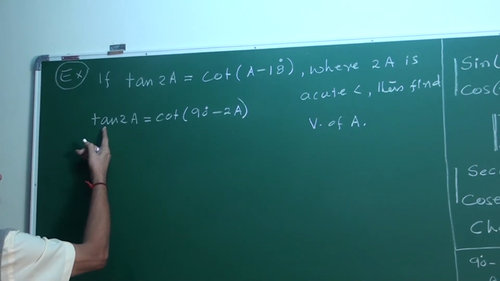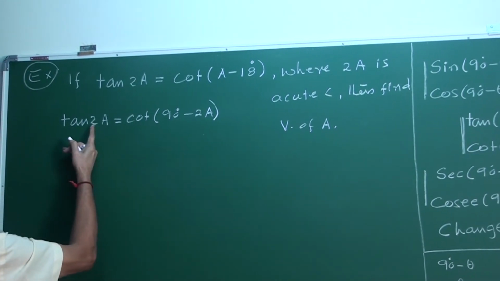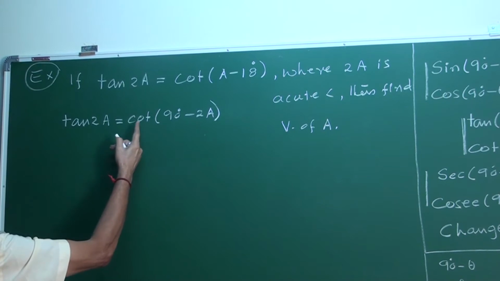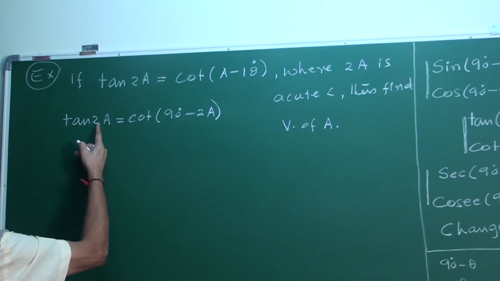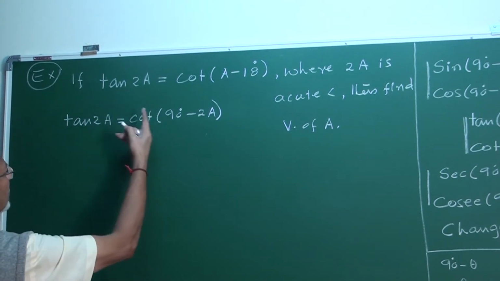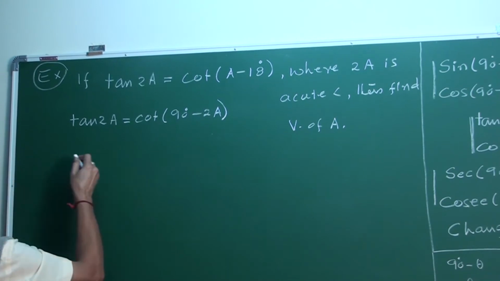If you want, you can write it this way also. What is it? Cot of (90 minus 2a) is tan 2a. Why? Because 90 minus theta, cot changes to tan, and theta is 2a. That's all. Now you can substitute this value here.